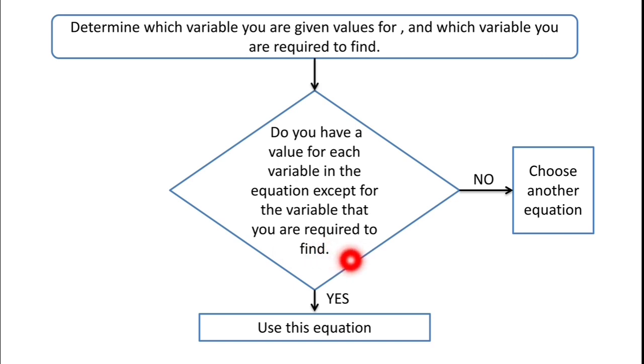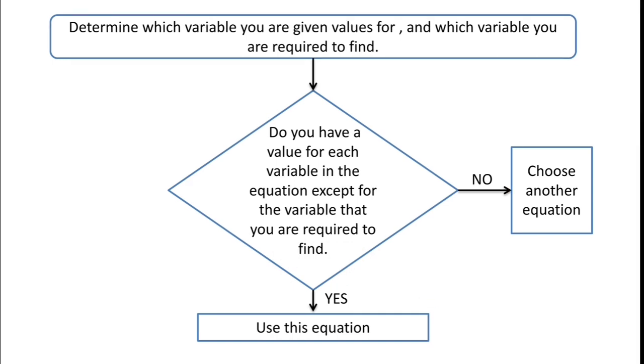It means when you go through the equations, if you find an equation which contains all the variables whose value you already know and also the variable whose value you don't know, then you must use that equation to solve the particular problem. But if the particular equation does not contain the known variables and also the unknown variable, then you go through another equation of motion.